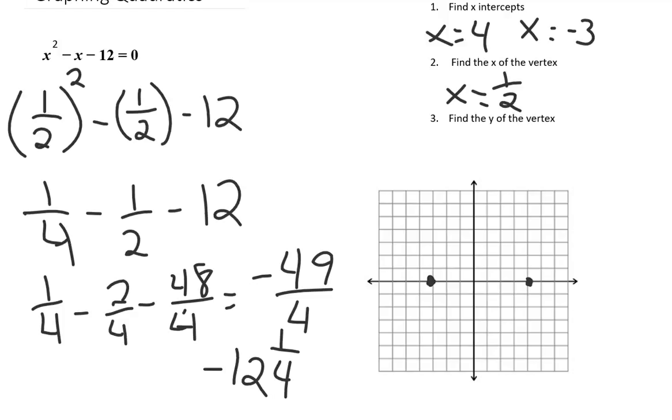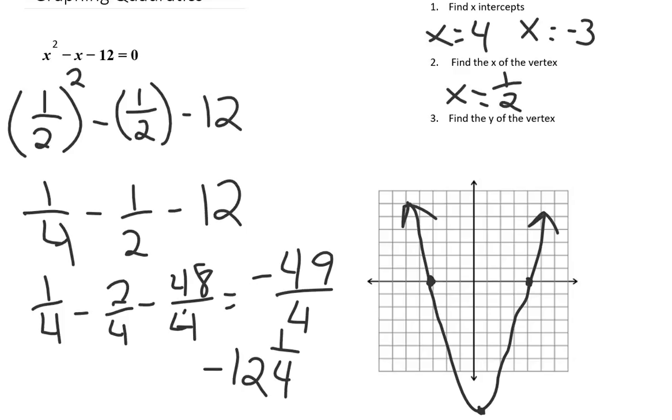If we look on here, 1, 2, 3, 4, 5, 6, 7. So we'll be at x is 1/2, y is -12 1/4. Kind of hard to see, it goes off this graph a little bit, but it's going to be right around there. I know because this a value is a positive number, it's going to be facing upward. So really now all I got to do is connect these in the shape of a parabola, and life is good.